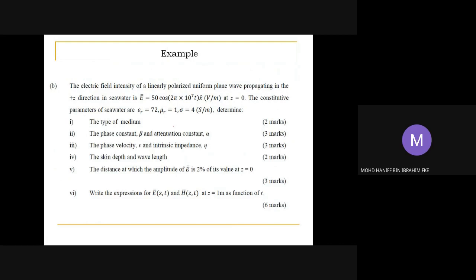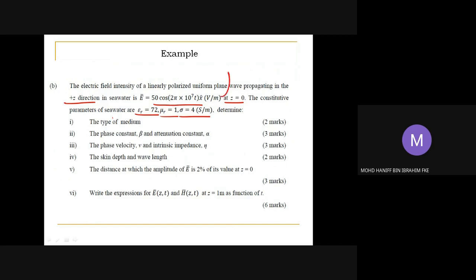These examples test our understanding of wave propagation in good conductors. For this example, we are given the electric field intensity of a linearly polarized uniform plane wave propagating in the positive z direction in seawater, given by E equals 50 cosine(2 pi times 10 to the power of 7 t) in the direction of x at z equals 0. The constitutive parameters of seawater are relative permittivity of 72, relative permeability of 1, and sigma of 4 Siemens per meter. So the field wave is propagating in seawater in the positive z direction, and this is the value of the E field at z equals 0.